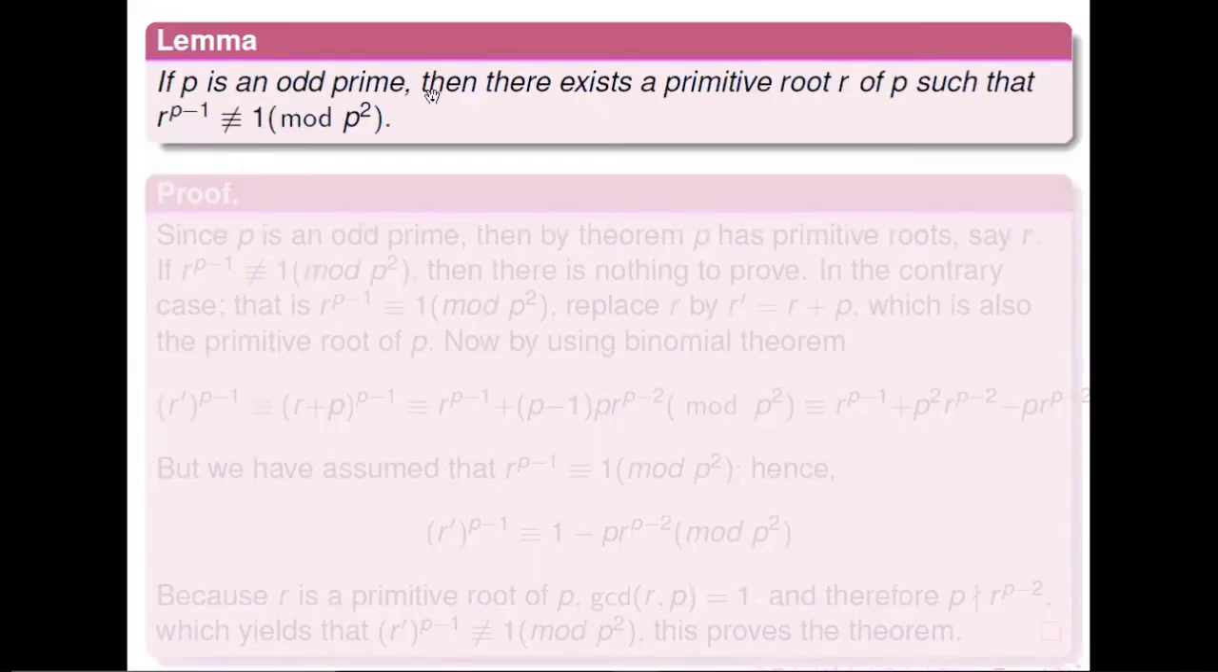If p is an odd prime, then there exists a primitive root r of p such that r to the power p minus 1 is not congruent to 1 modulo p square. So suppose you are given an odd prime number, let it be p. Then there exists a primitive root for p, say it be r, such that r to the power p minus 1 is not congruent to 1 modulo p square.